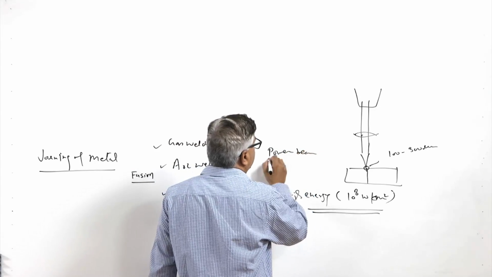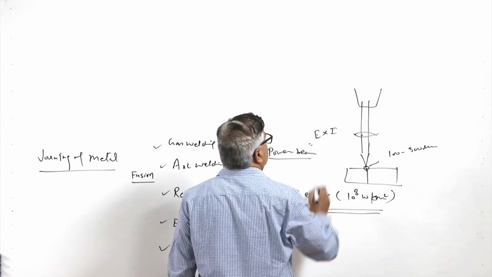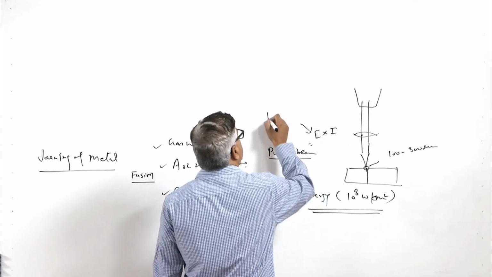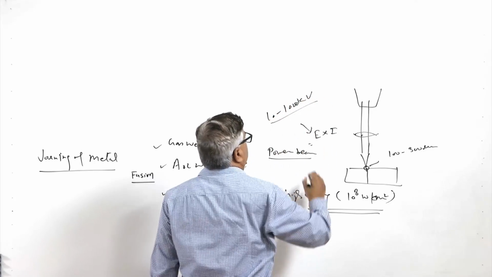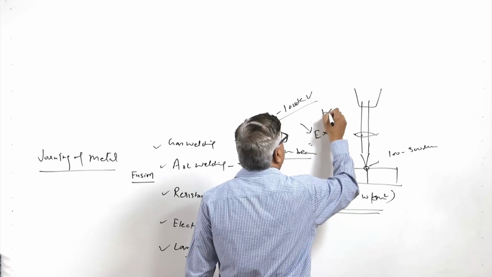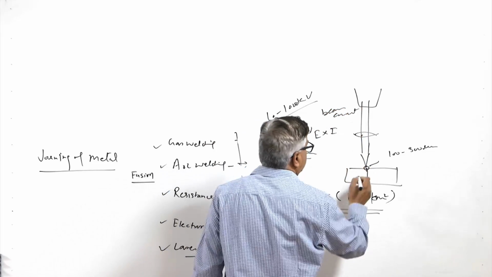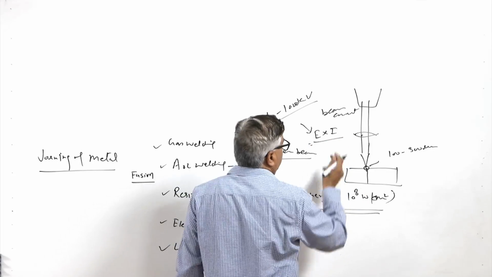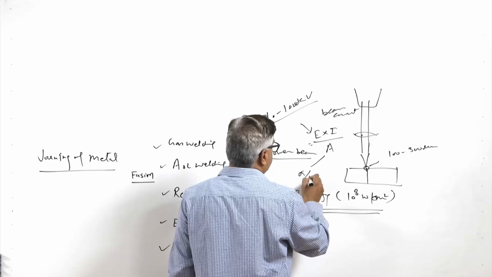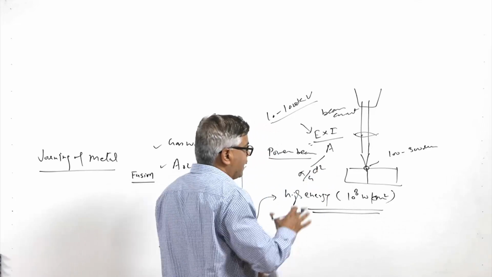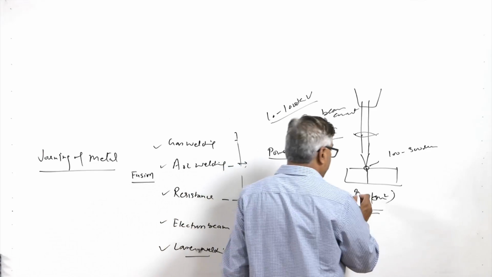and the power of the beam in electron beam welding is E into I, where E is the accelerating voltage, which is in the range of 10 to like say 1000 volts, and I is the beam current. If the beam is focused over a particular spot area, then the area is obtained from pi by 4 d square, where D is the diameter of the spot where the beam is being focused, and this results in a much higher energy density.